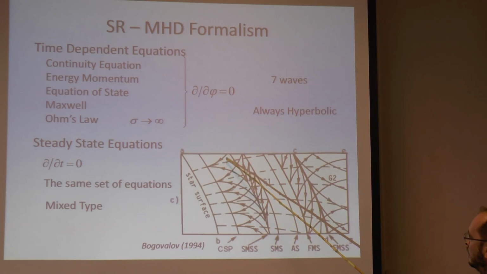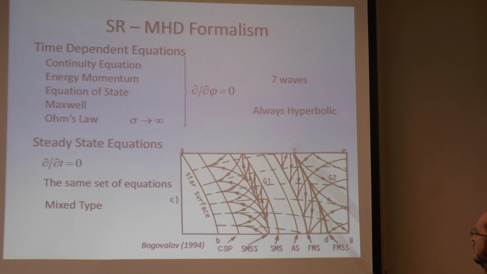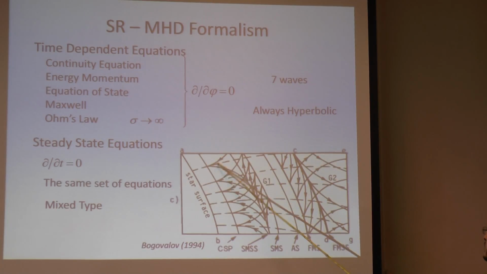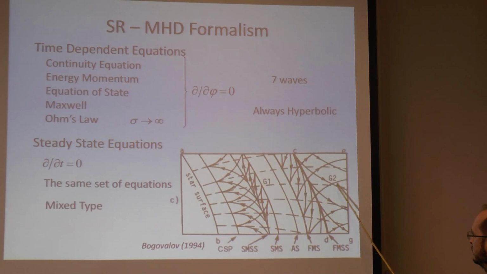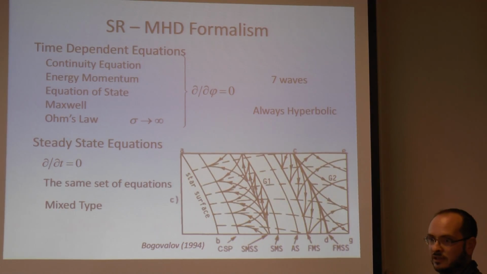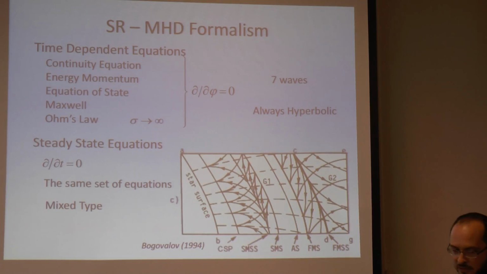Here the characteristics exist, two characteristics, let's say. Here the same. Here null. Here the problem is hyperbolic. Here hyperbolic. Here is elliptic. So you have a mixed type problem that is very difficult to handle analytically.